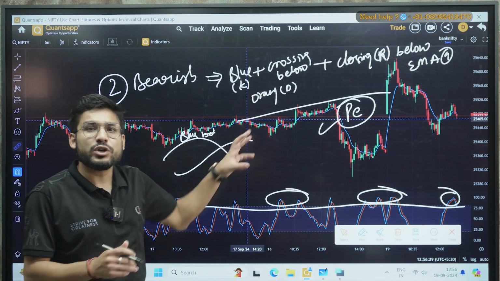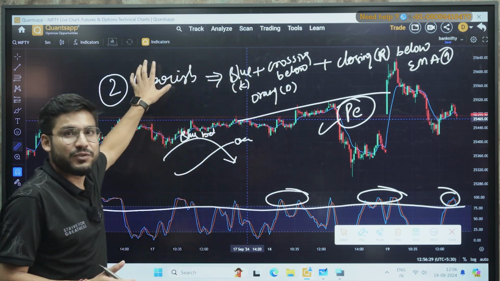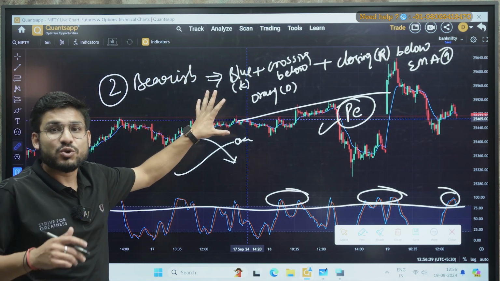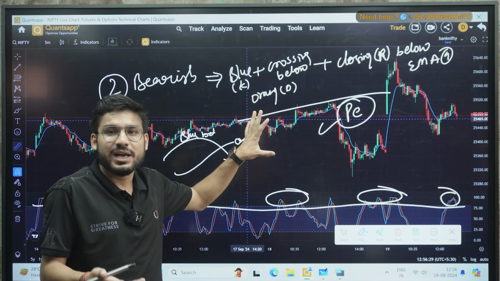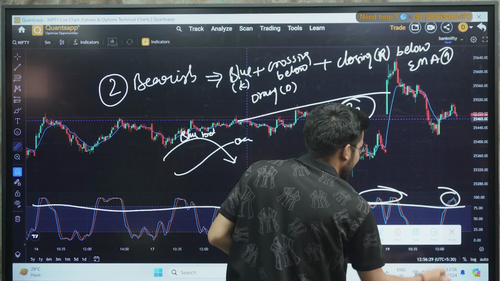Along with it, if you want more settled confirmation, then you can also see the buildup of Nifty, if you're trading in Nifty. Right, so that will give you more confirmation, and more consolidated trading. Right, so let's see how I can apply this in my chart.